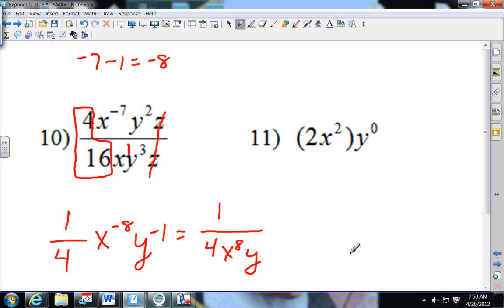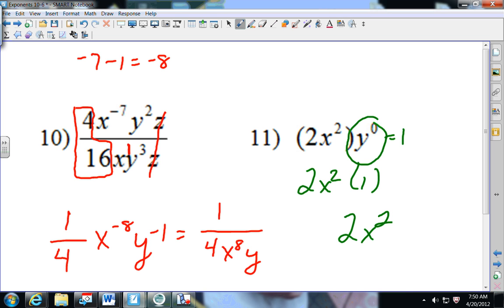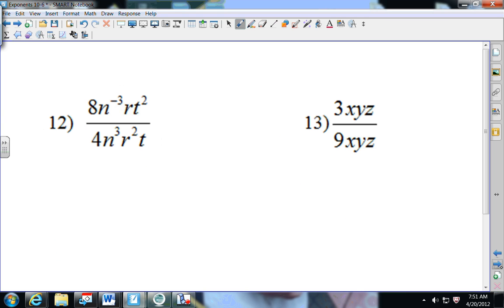Looking at number 11, well, there's nothing here. This just is 2x squared times y to the 0 power. What's anything to the 0 power right here? It's 1. So this times 1 is just the same, 2x squared. There's the next two. I would pause that video and come back and see how you did.